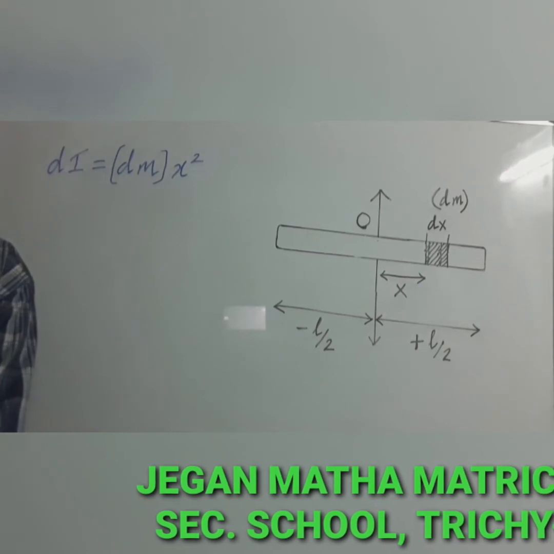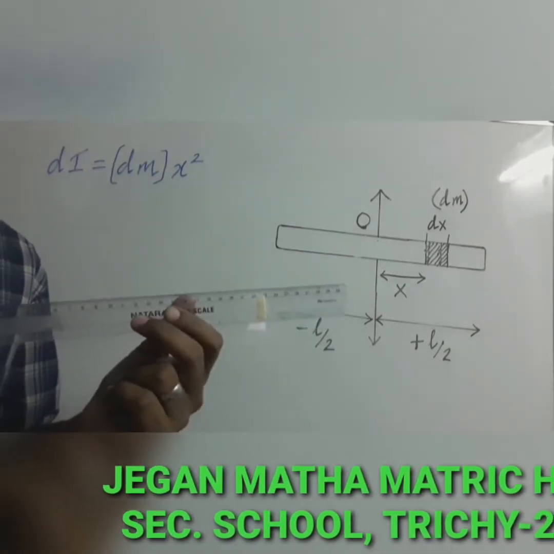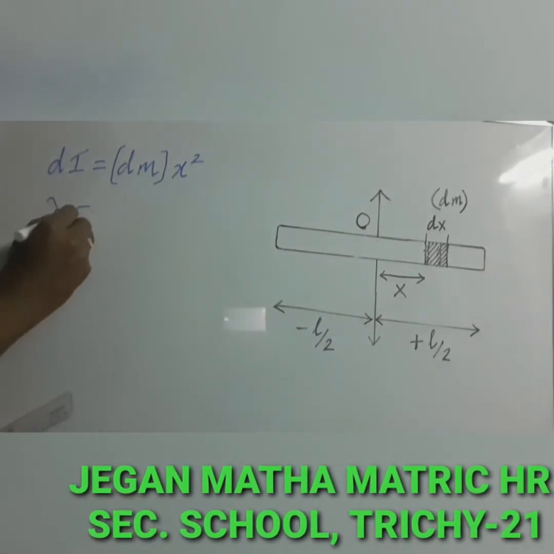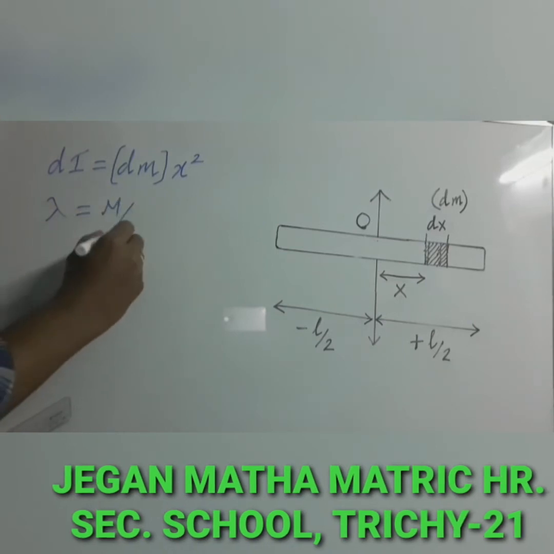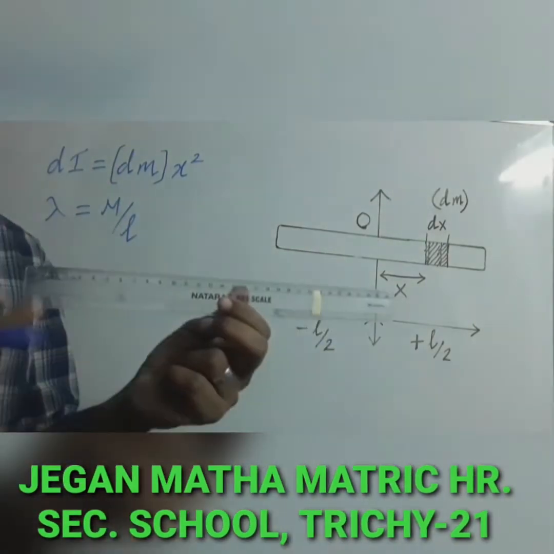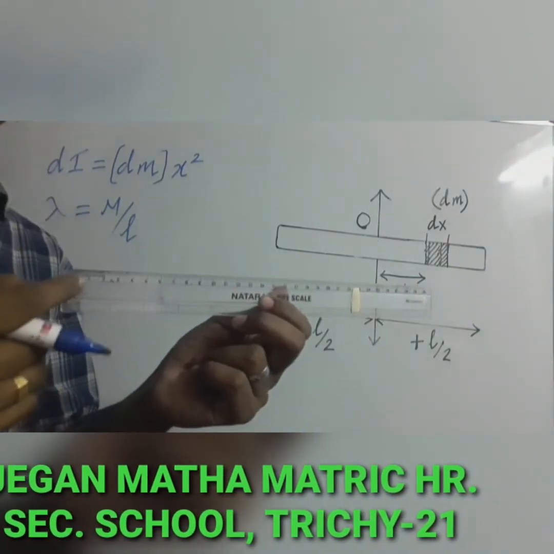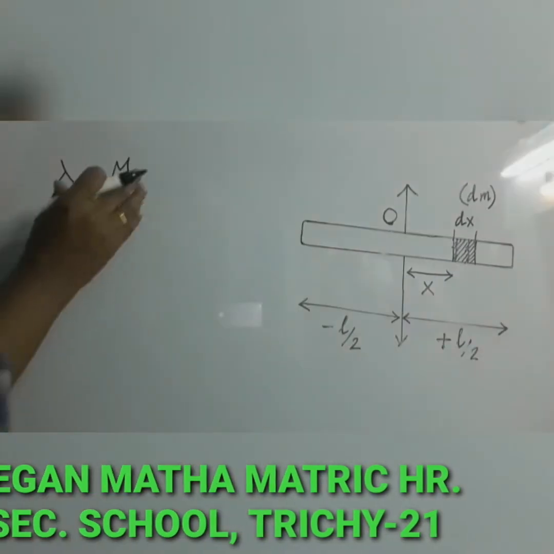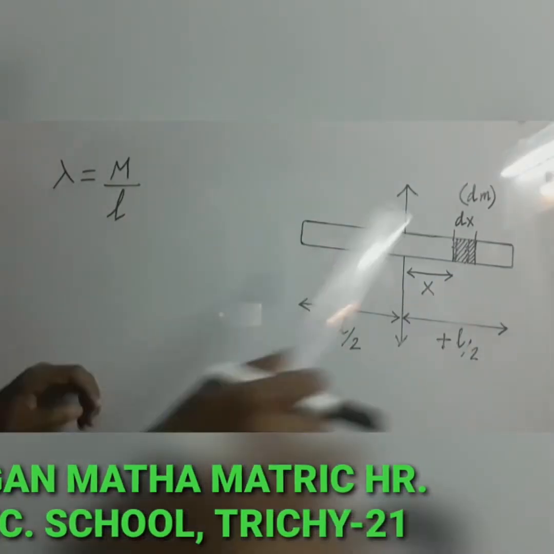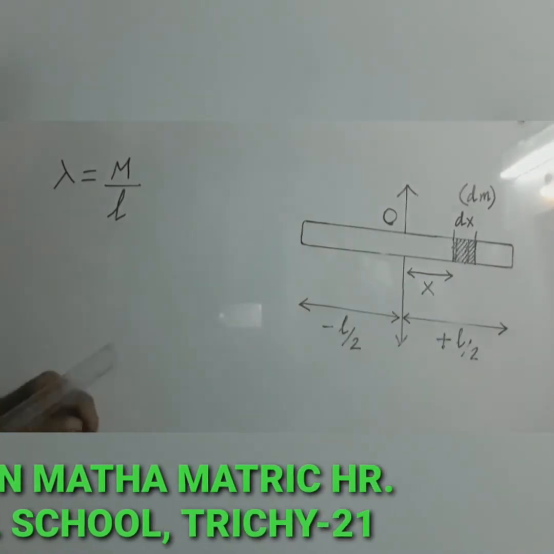As mass is uniformly distributed, mass per unit length can be taken as lambda. So lambda is equal to mass per unit length, that is, the mass of the rod divided by its own length. Then you can find the mass per unit length. What is the significance of this lambda? We can find the mass of the small portion very easily with the help of lambda.